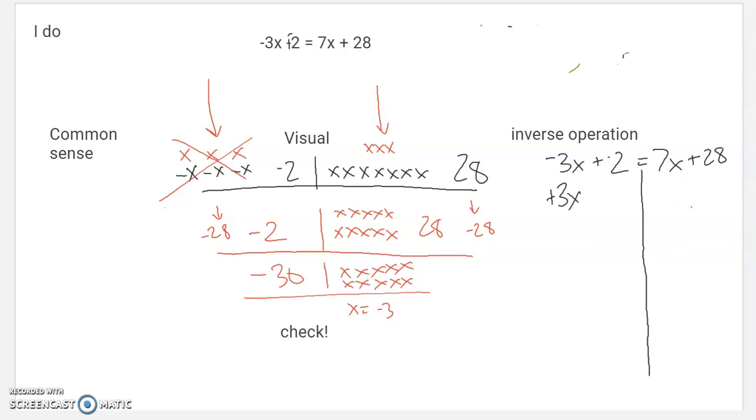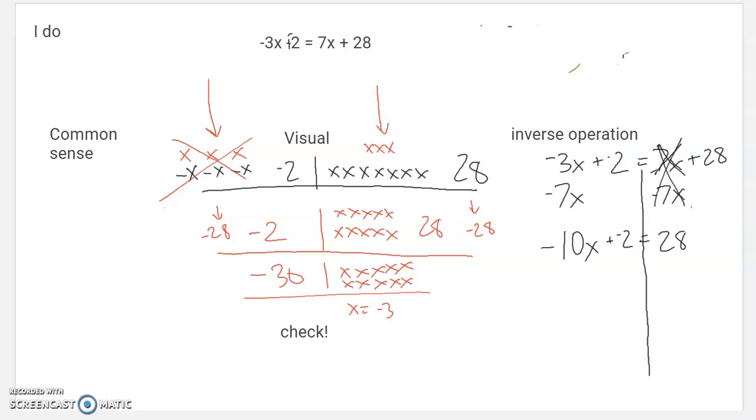If instead of taking the 3x off the left, I wanted to get rid of the 7x on the right, I could do that as well. I could subtract 7x or add negative 7x, either way. That would get rid of that. So put a negative 7x here too. I'm just going to have negative 10x on this side, plus negative 2 equals 28. You'll notice that the first time I went through, I kind of got rid of this. Instead, this time I'm just showing you that I'll get the same thing if I get rid of that.